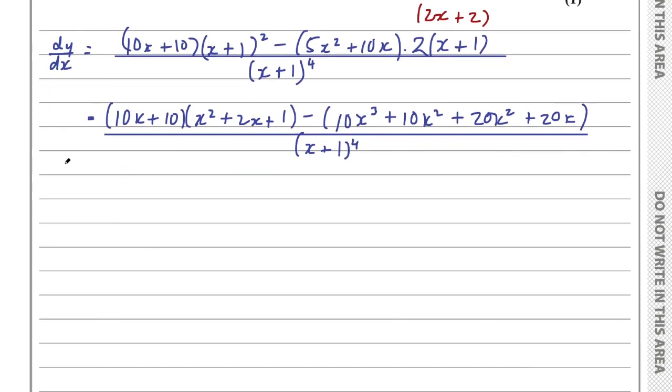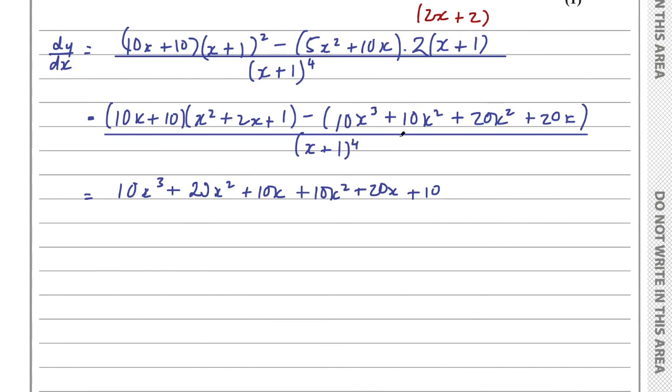Okay, let's keep simplifying. So expanding these ones out, 10x times x squared is, well, we probably don't need the brackets anymore actually, 10x cubed. 10x times 2x is 20x squared. And 10x times 1 is 10x. And then 10 times x squared, 10x squared. 10 times 2x, 20x. And 10 times 1 is 10. And then distribute that negative to all of those terms.